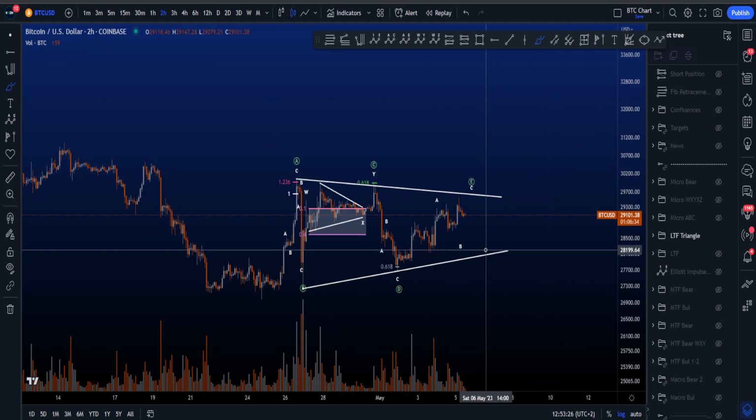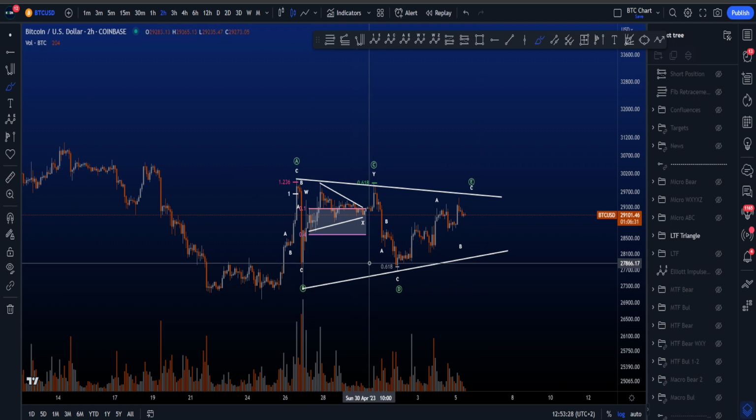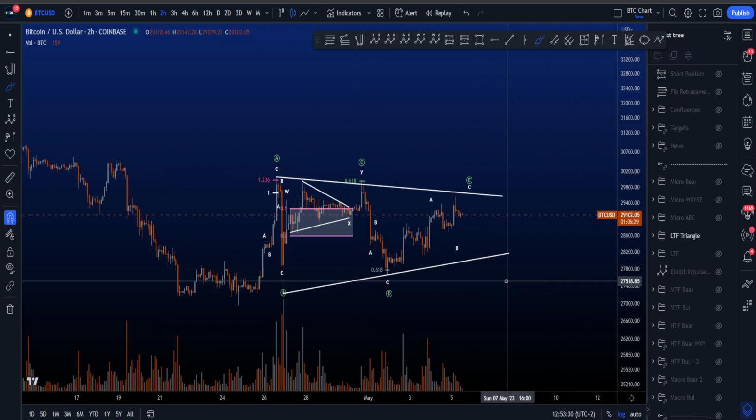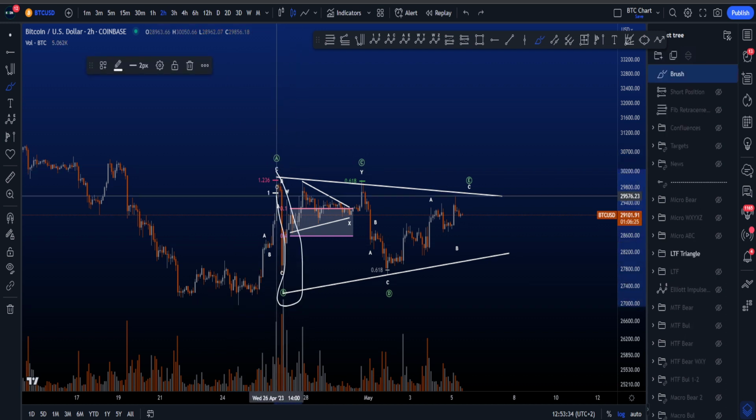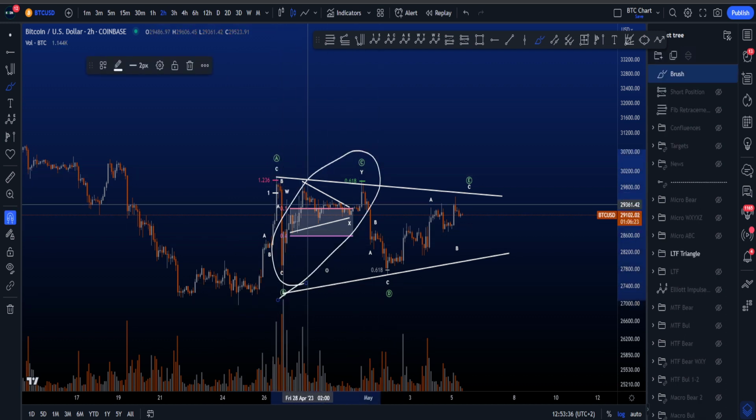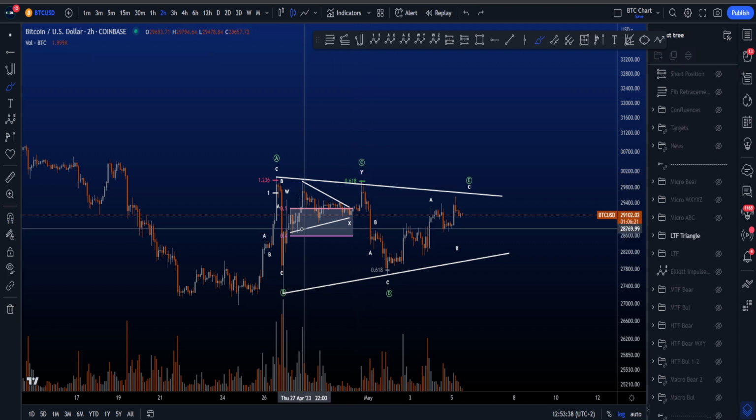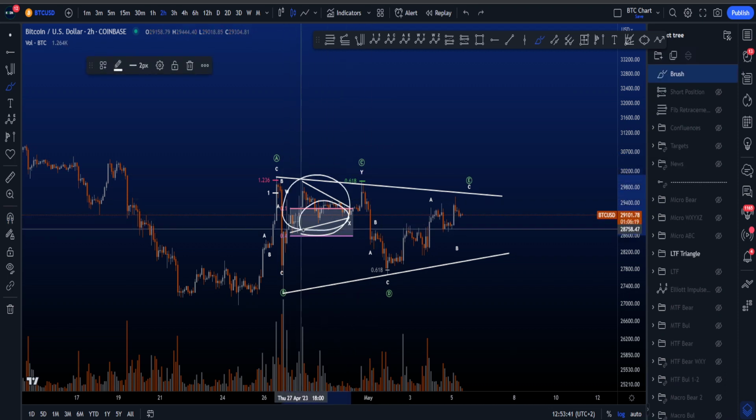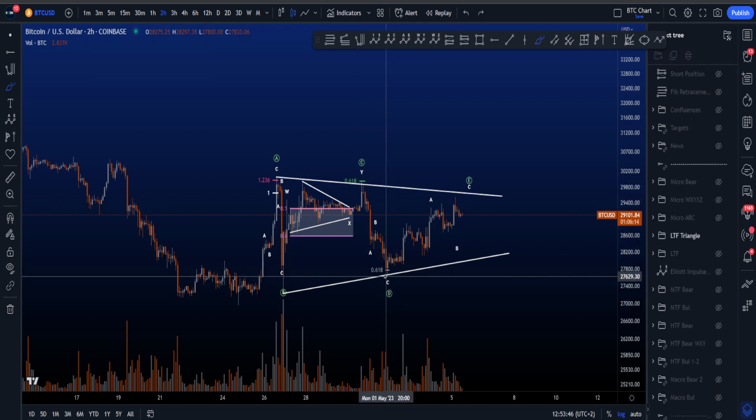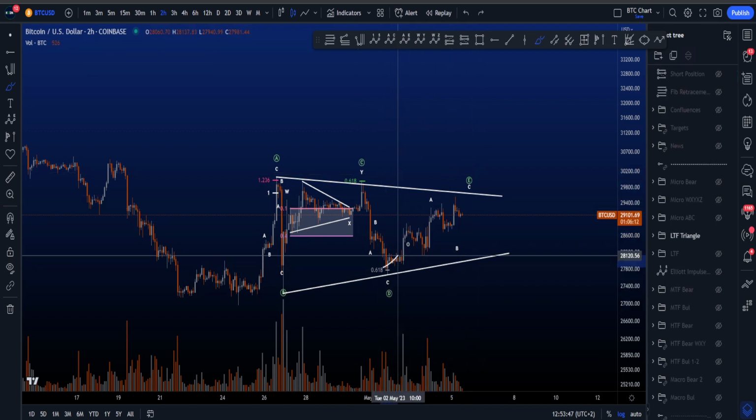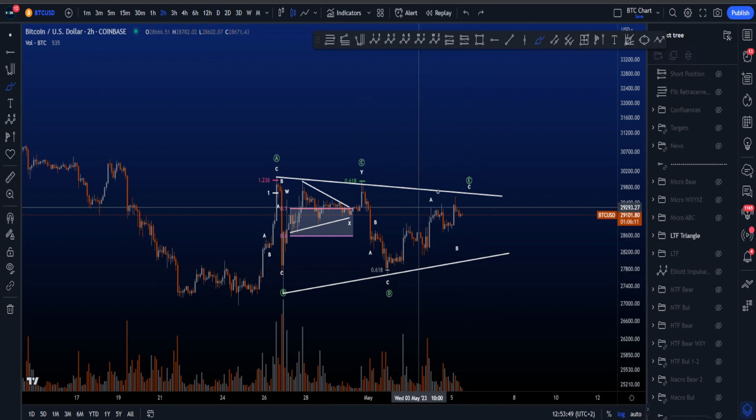So let's have a look at what I have in front of me. If this is a triangle, and I've really done my best to actually make a triangle over here, then we have a zigzag in a wave A, a zigzag in a wave B, a complex structure in a WXY, and then a wave C with a running triangle, which is actually quite unique in a wave X over here. Then we have a zigzag in D, and then this has to be a zigzag in a wave E. So it needs to be an ABC structure.